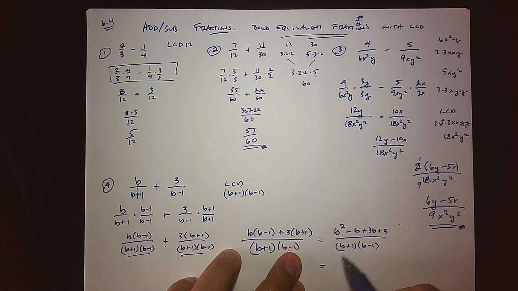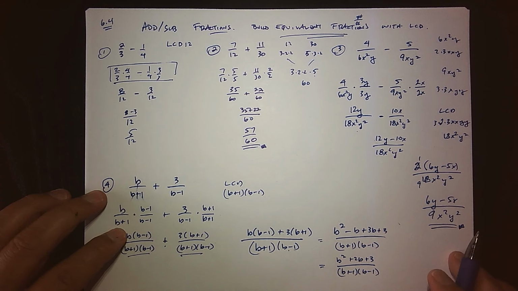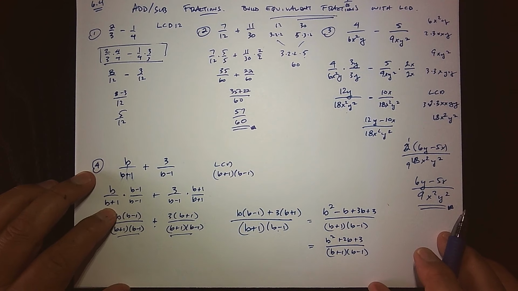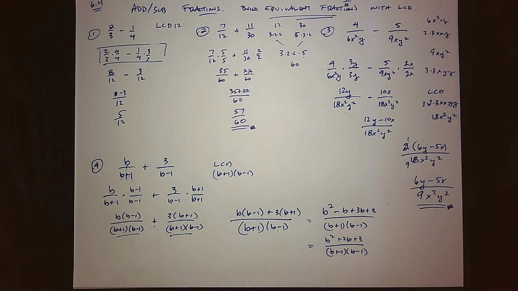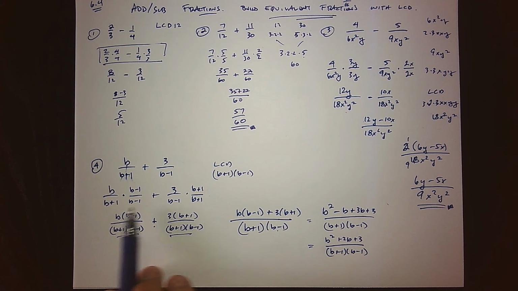And if we combine like terms, we get b squared plus 2b plus 3 all over b plus 1 and b minus 1. So the good news is, let me bring this up a little bit, I noticed it's off. The good news is we finally added, right? The intent was to add. I found the LCD, played my equivalent fraction trick, did the addition, right? And so now the question is, is this final answer in lowest terms?